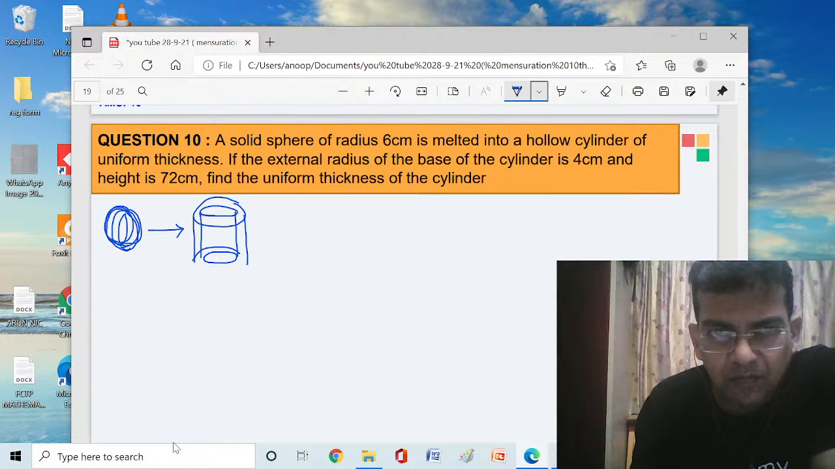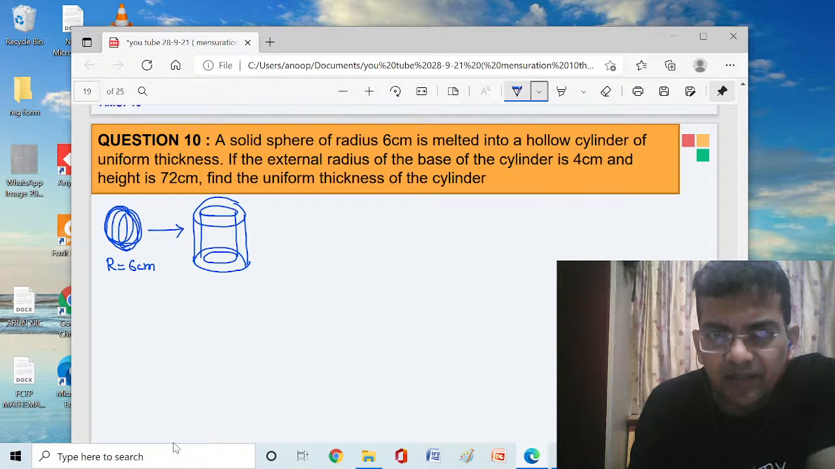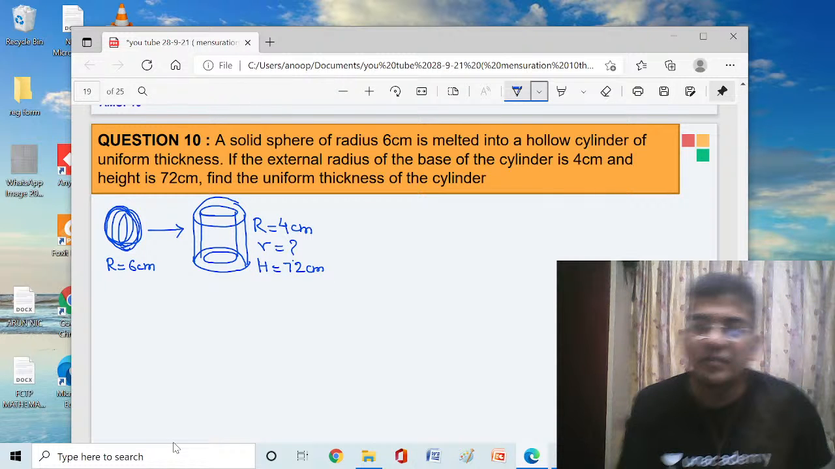Like this. The solid sphere is of radius 6. So the radius of the sphere is known to us as 6. Now this is a hollow cylinder. So hollow cylinder has internal radius as well as external radius. The external radius capital R for hollow cylinder is given as 4. The small r is unknown to us, and we have been given the height of this cylindrical portion is 72.